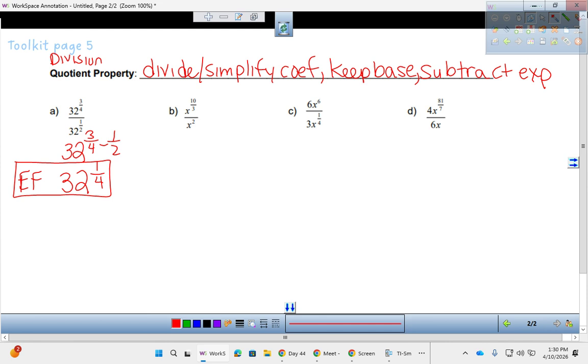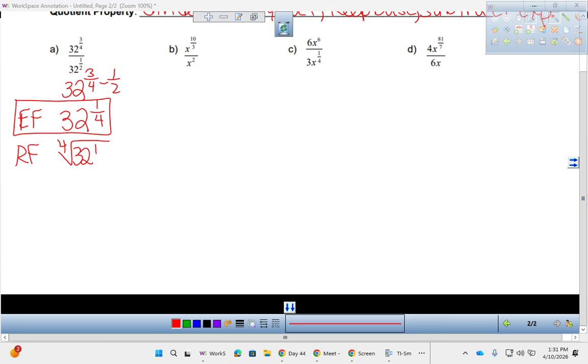If exponential form has an exponent and that exponent is a fraction, then you can also do radical form, meaning we can write this as a root. The base, the bottom number 32, stays on the inside. The 1 is the inside, the 4 is the outside. What is 32 to the first power? Still just 32.